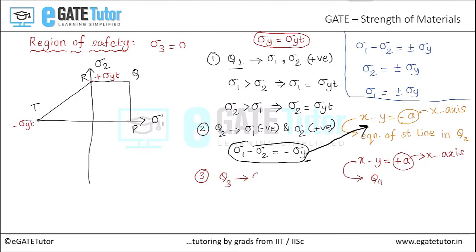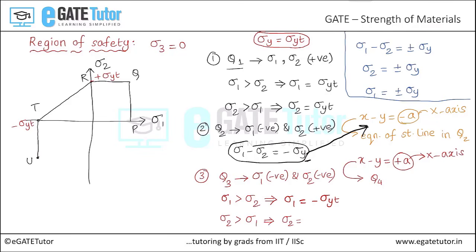In quadrant 3, both sigma 1 is negative and sigma 2 is also negative. In such case, let us assume that sigma 1 is greater than sigma 2. In that case, the equation is sigma 1 is equal to minus of the yield stress in tension. So that is represented on the region of safety in this way. Let us assume this point to be noted as U. Similarly, if sigma 2 is greater than sigma 1, the equation becomes sigma 2 is equal to minus yield stress in tension. So that is represented on the region of safety in this way. Let us note this point to be V.